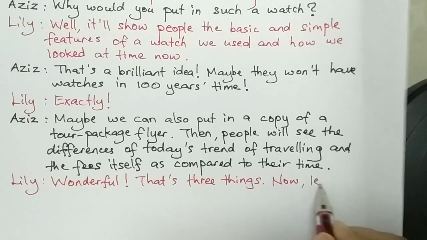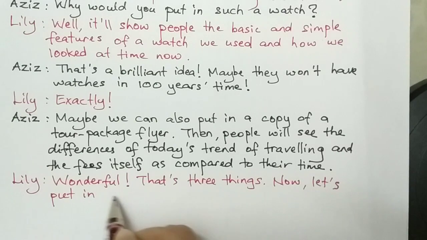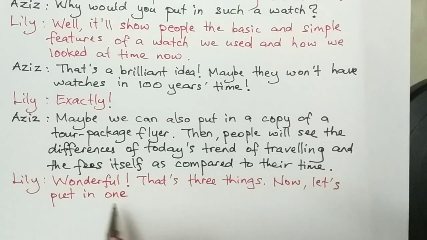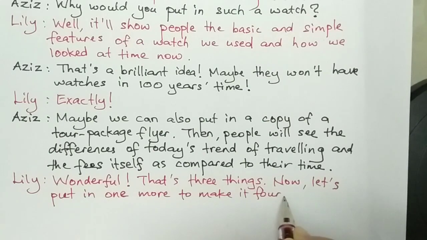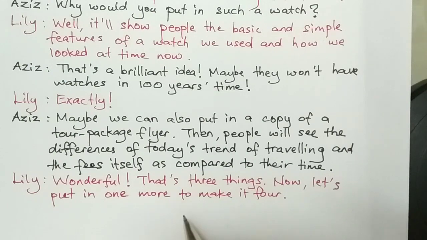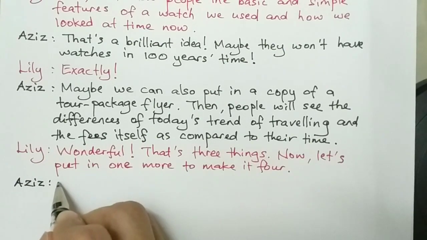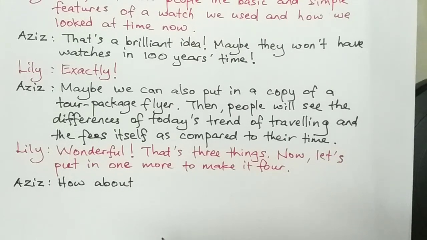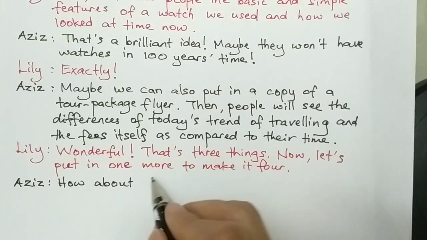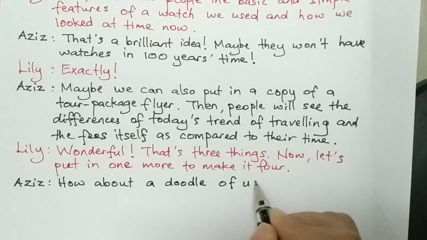Now, let's put in one more to make it 4. You can stop right here if you want to, or you can continue. And Aziz makes one last suggestion. How about, instead of what Chris said, how about a photo of us? Aziz can make a different suggestion of how about a doodle? You know, doodle means simple drawing. A doodle of us.